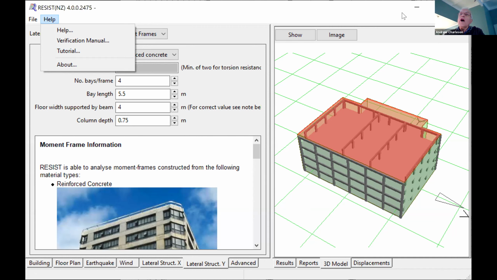And I think now we're going to give the students time to do a resist model of their own design, aren't we?